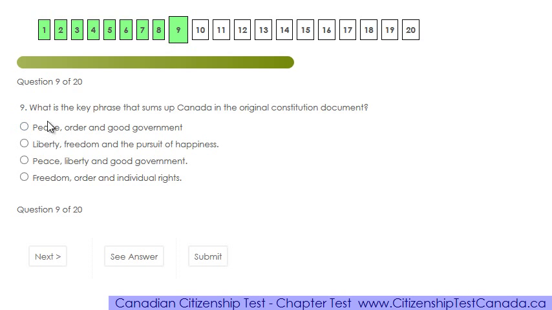What is the key phrase that sums up Canada in the original Constitution document? So we just mentioned this a moment ago. And this is an example of how bits of knowledge can cross-reference on various kinds of questions to help you out when you're doing a test. The key phrase from the British North America Act of 1867 is peace, order, and good government, and our institutions uphold a commitment to these. Let's move on to our next question, number 10.